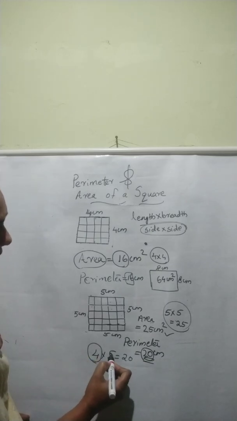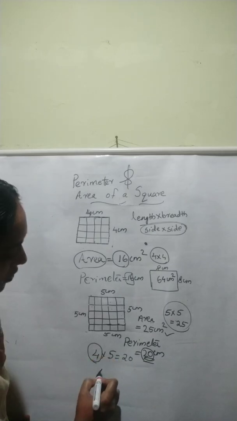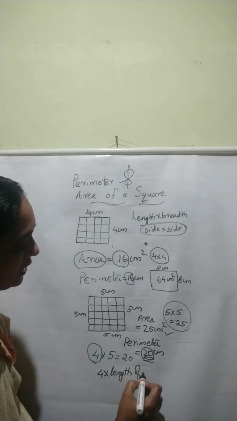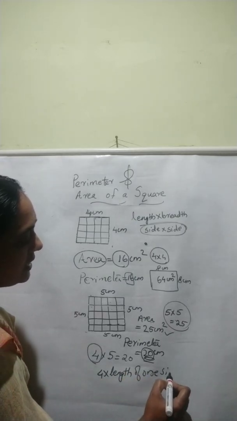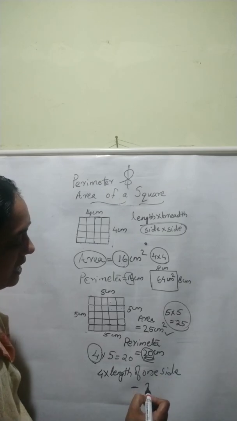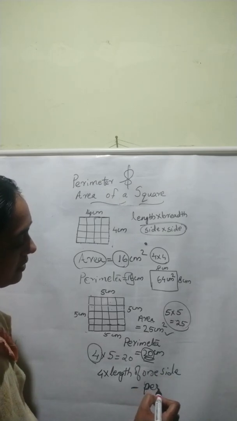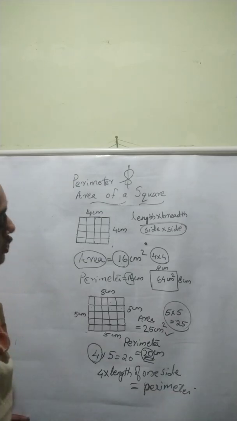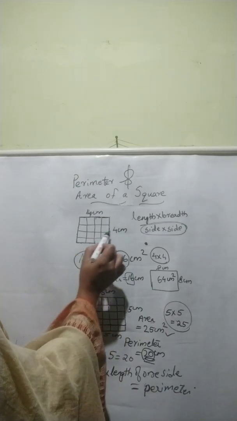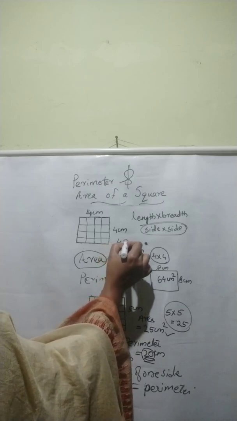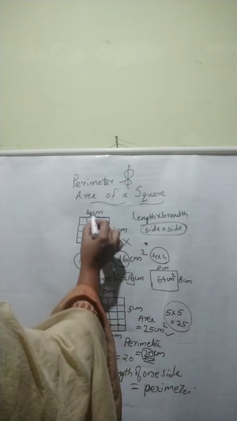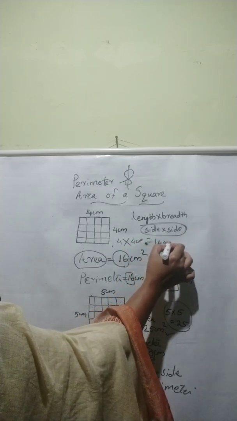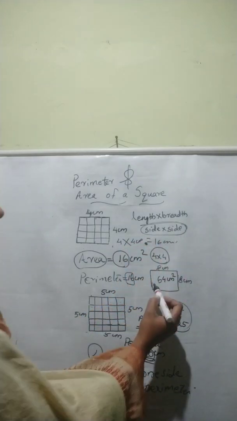That into length of one side. 4 into length of one side, we will get it as perimeter. So here 4 into 4 means number of sides into length of one side, that is 4 centimeter. So we will get 16 centimeter. So what about here?